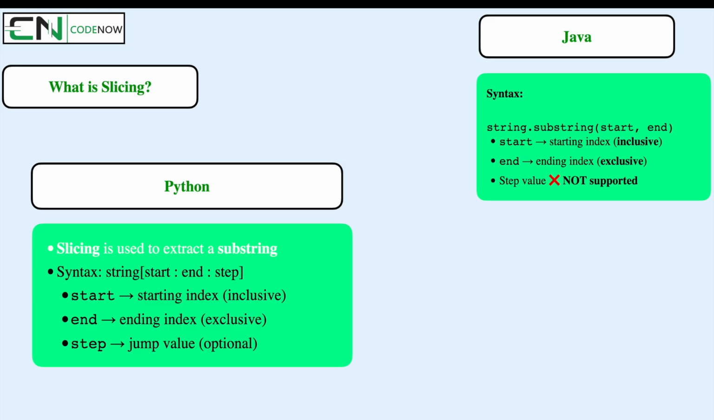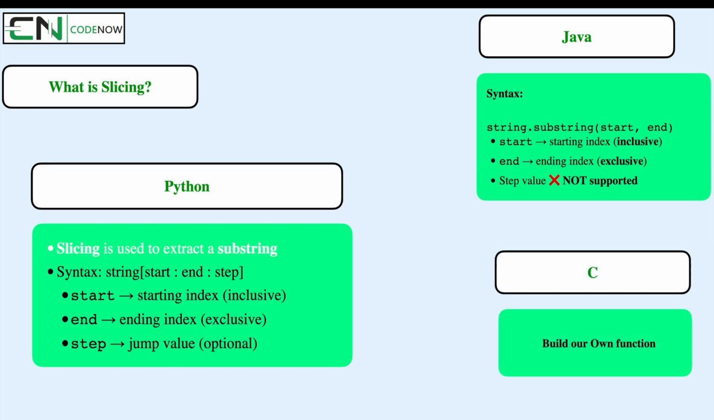It will increase the character one by one. So let me read out the start and the end. Start in the sense starting index, it is inclusive. End in the sense ending index, which is exclusive in all the languages. String is a class, substring is a function. Now how do we do it in C language? We need to build our own function. C language does not support any kind of string functions. We need to build it on our own.